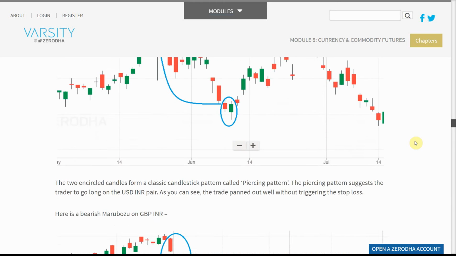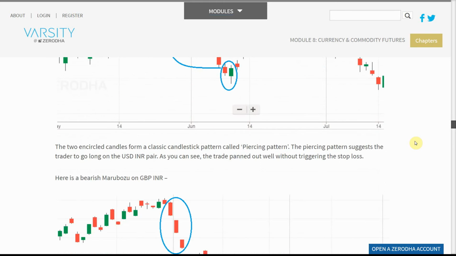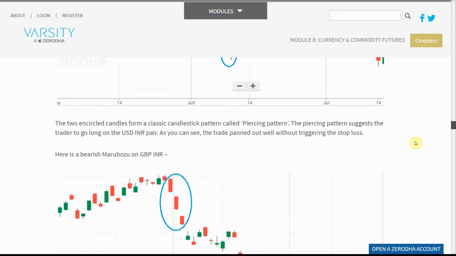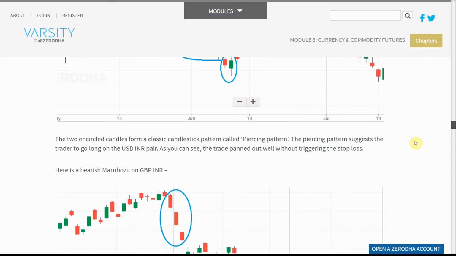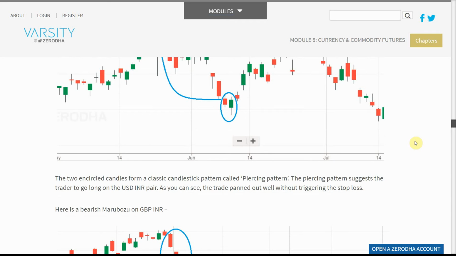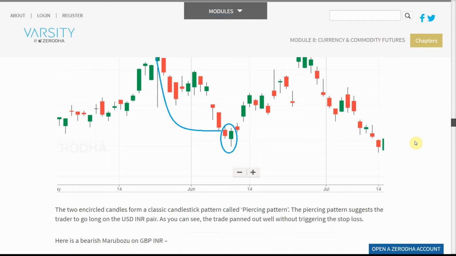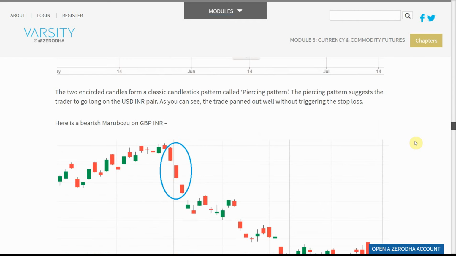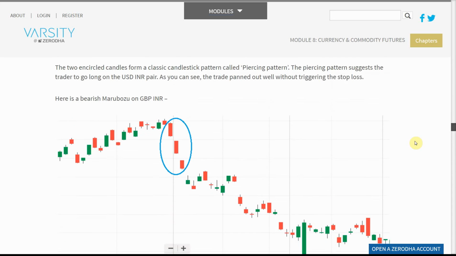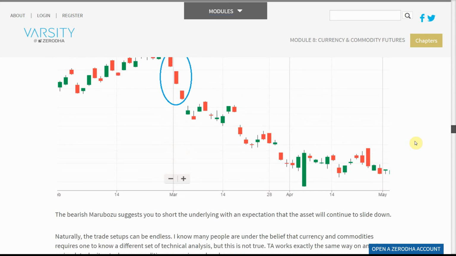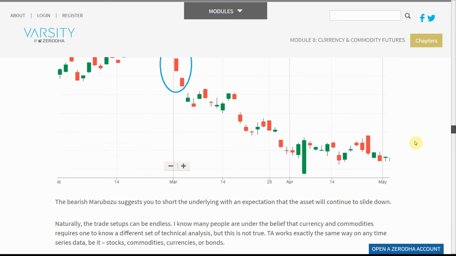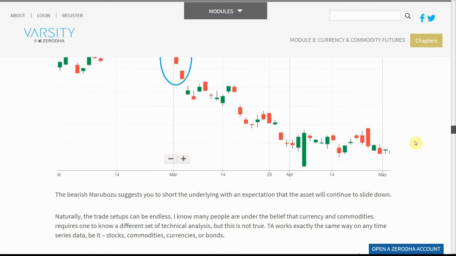The two encircled candles form a classic candlestick pattern called piercing pattern. The piercing pattern suggests the trader to go long on the USD-INR pair. As you can see, the trade panned out well without triggering the stop loss. Here is a bearish Marubozu on GBP-INR. The bearish Marubozu suggests you to short the underlying with an expectation that the asset will continue to slide down. Naturally, the trade setups can be endless.